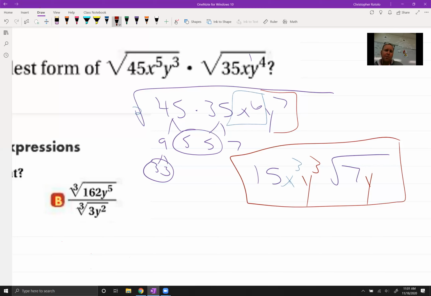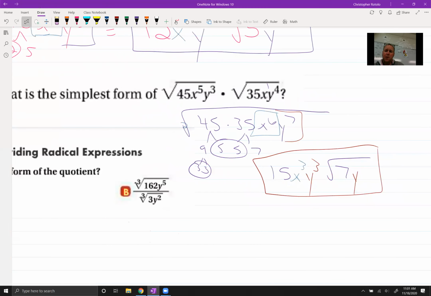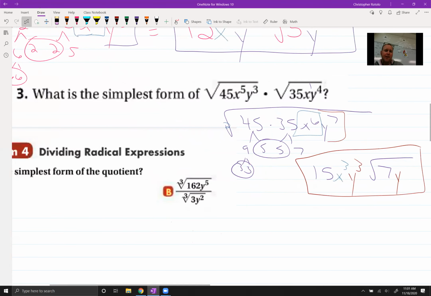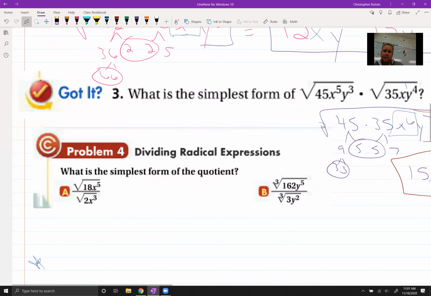So that's what we do when we're multiplying. We are going to make it into one big problem. Your choice, whether you actually multiply it or not. I'm going to choose not to, and I like my choice.